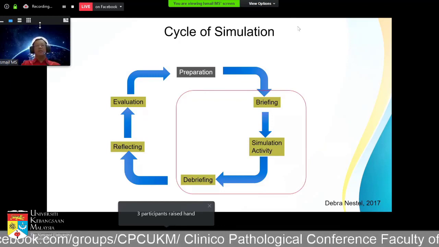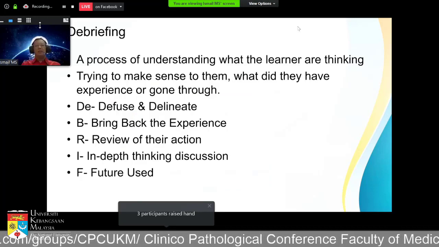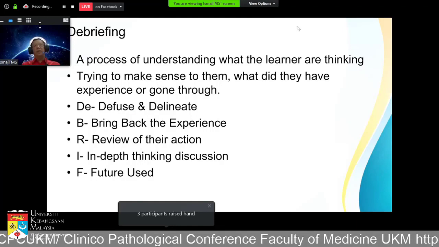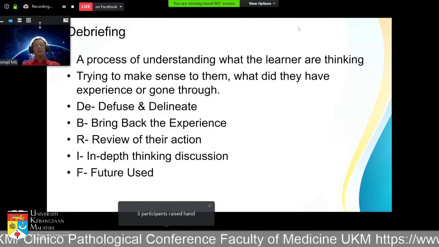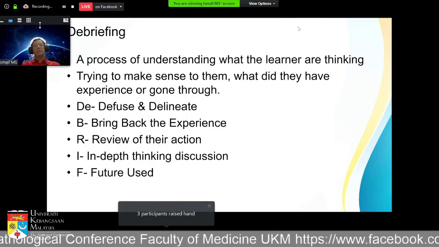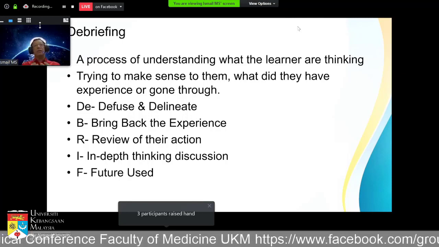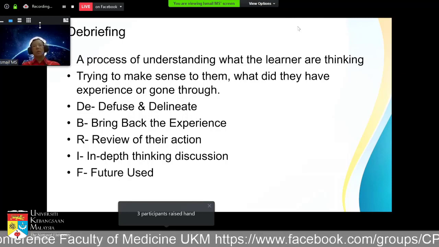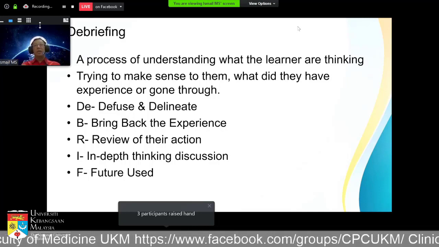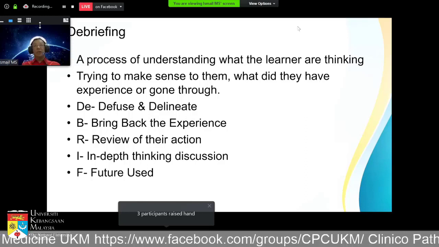So what is debriefing? Actually, it's a process of understanding what the learners are thinking. We, as the educators, have to understand what they are thinking, so they have to talk to us. And basically what we as educators are trying to do is make sense to them of what they have experienced or gone through. That is the most important thing. If not, again, it's just going to be a child or a person playing with a toy.